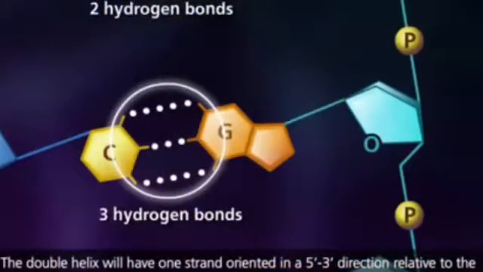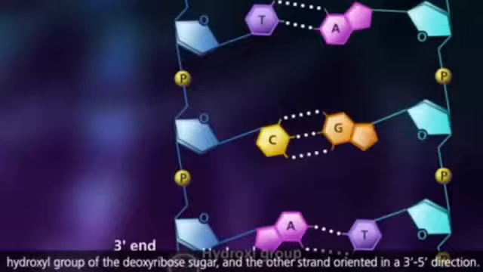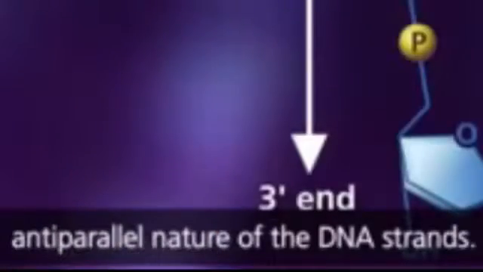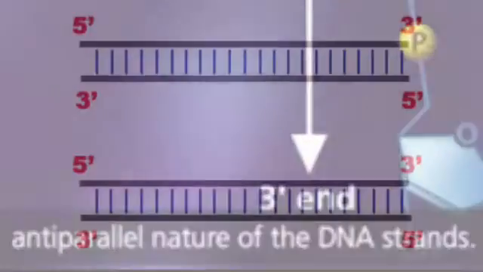The double helix will have one strand oriented in a 5 to 3 prime direction relative to the hydroxyl group of the deoxyribose sugar, and the other strand oriented in a 3 to 5 prime direction. This shows the anti-parallel nature of the DNA strands.